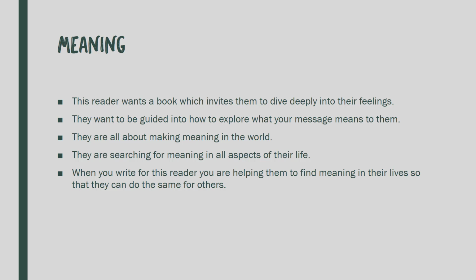So what about the reader who wants to dive deeply into their feelings and find meaning and make meaning? So when you're writing for this reader, it's all about helping them to find meaning. So is that you?